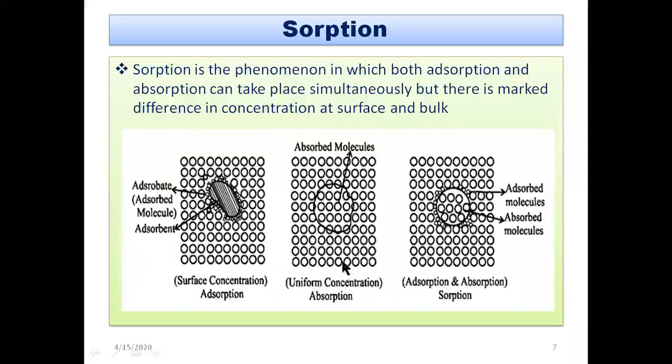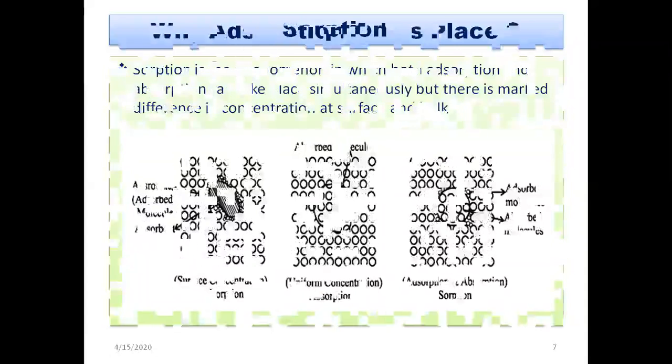So, in absorption, there is uniform concentration all over, but in adsorption, on the surface there is accumulation. In sorption, we observe the molecules go inside, also they are adsorbed, but there is a marked difference between the concentration on the surface as well as inside.